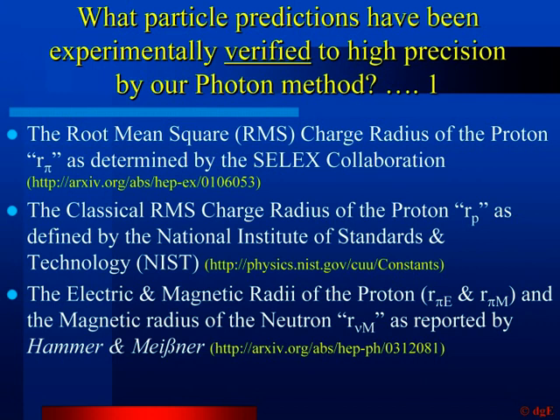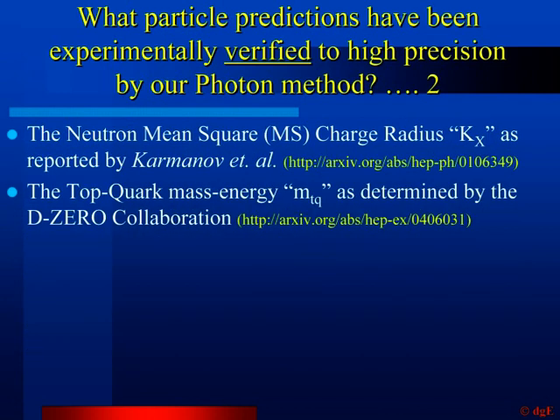Moreover, it generates the electric and magnetic radii of the proton and the magnetic radius of the neutron as reported by Hammer and Meissner. Additionally, our photon method produces the neutron mean square charge radius as reported by Kamenov, and the top quark mass energy as determined by the D0 collaboration.